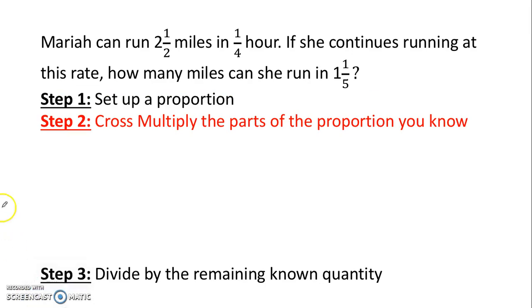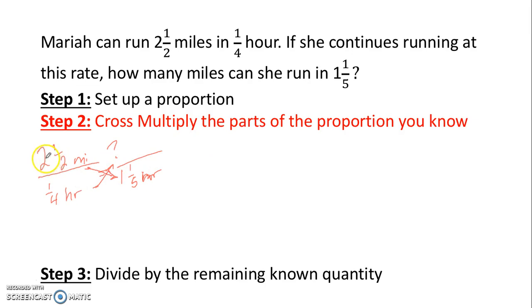Step 2 is cross multiply the parts of the proportion that you know. Let me rewrite this proportion. We have 2.5 miles over 1/4 hour is equal to how many miles in 1 1/5 hour. Okay, so we're going to cross multiply. You see the parts over the equal sign. This only works if it's over the equal sign. We're only going to cross multiply the parts that we know.